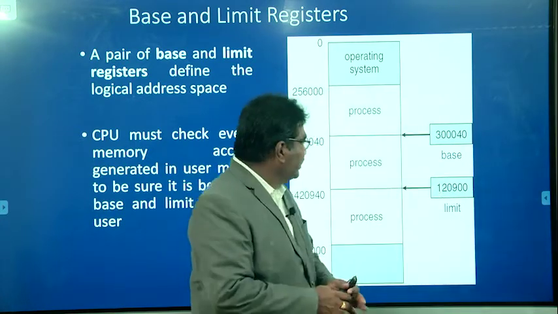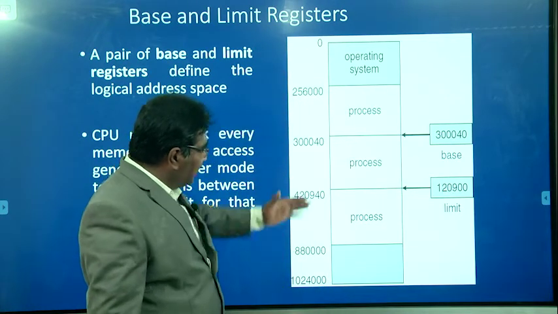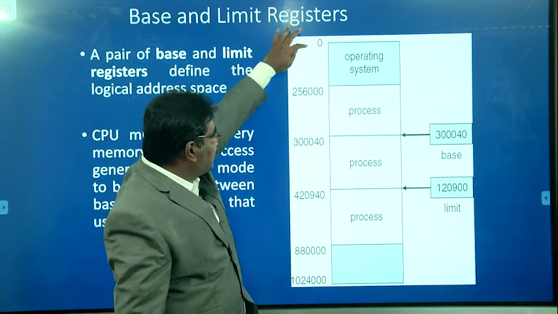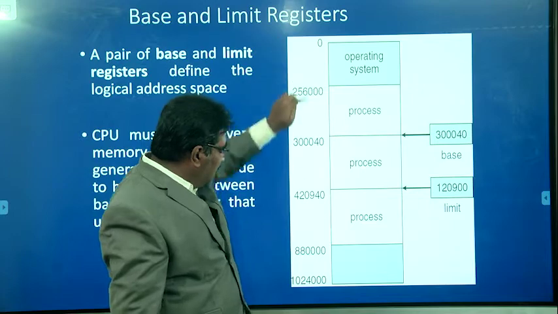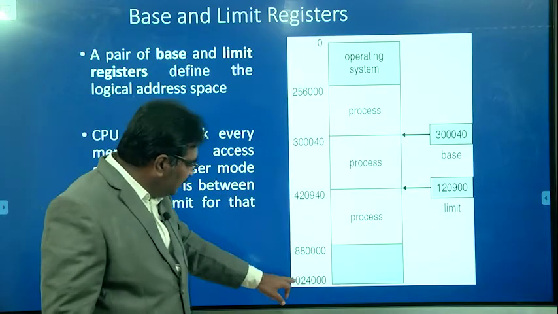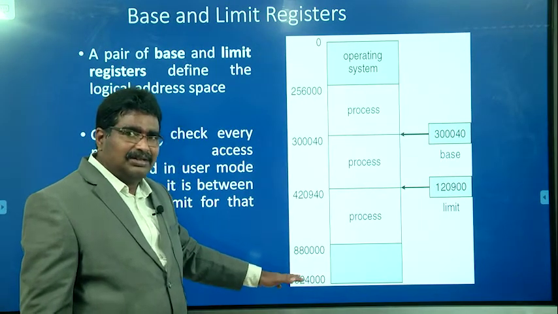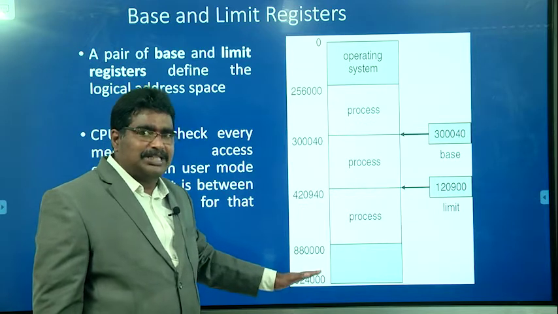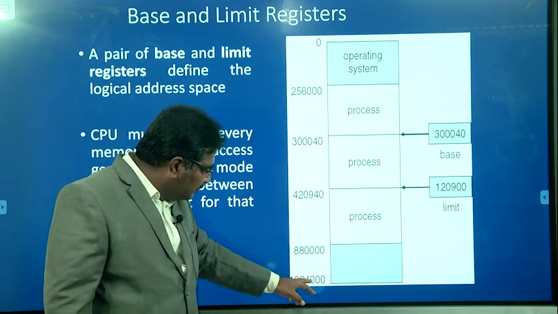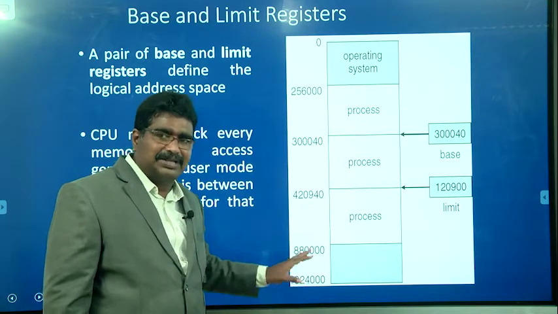And here the structure tries to explain this. For example, assume that this is the total primary memory. The total primary memory starts with address location 0 and ends at 1024000, that is, it has 1 MB of memory space available. Actually, we know that it is 1024 KB, so the total size is 1 MB of memory.